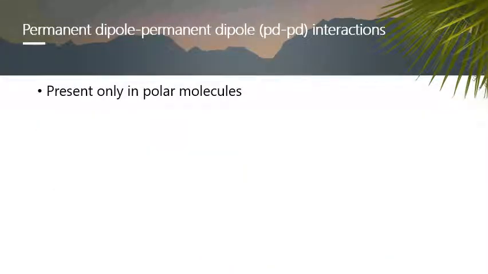Now your permanent dipole is present only in polar molecules. So when it's non-polar, it's instantaneous dipole-induced dipole. For polar molecules, they have both instantaneous dipoles and permanent dipoles as well. Now the permanent dipoles are normally stronger than the instantaneous dipole-induced dipoles.